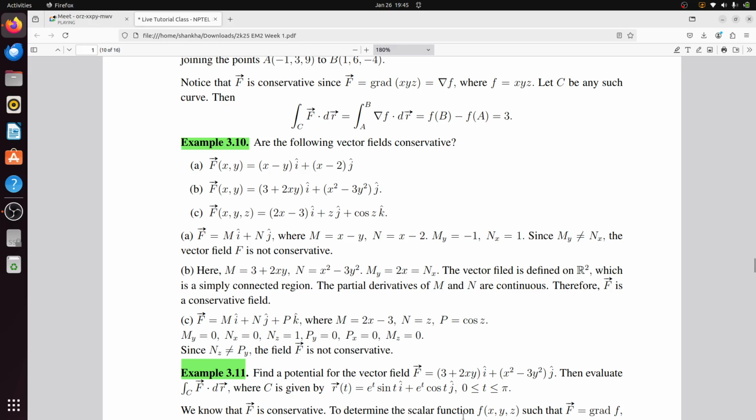So what is your M? Your M is 3 plus 2xy. What is your N? Your N is x square minus 3y square. You need to evaluate the integral of F dot dr. First you need to find the potential.